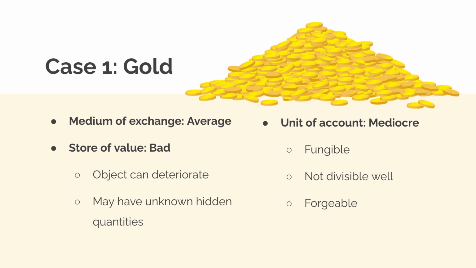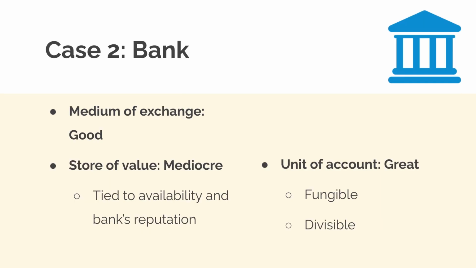So if we're using any kind of object, not just gold, as our money, it can also have unknown hidden quantities. For example, it's very easy to forge. That's why, as a unit of account, it's mediocre because it's forgeable. It's not that easy to divide if you have big hunks of gold, and it's fungible.